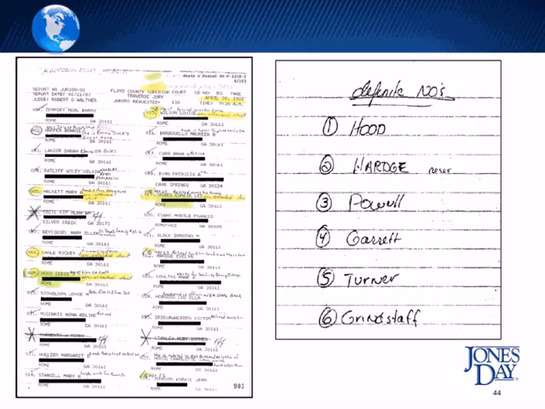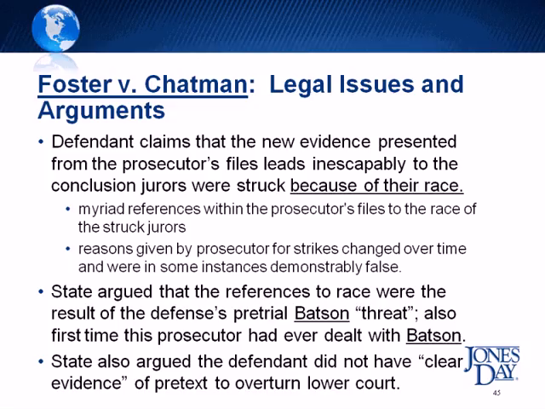So race permeated the notes here. And what Mr. Foster's attorneys did was they claimed, based on this new evidence, which they took to court, it showed that these jurors had been struck not for the various reasons that had been given by the prosecutor, a laundry list of different things that he didn't like about them, but because they were African American. And they pointed out that because they'd gone through this process, some of the prosecutor's reasons had changed over time, and some of them turned out to be inconsistent.